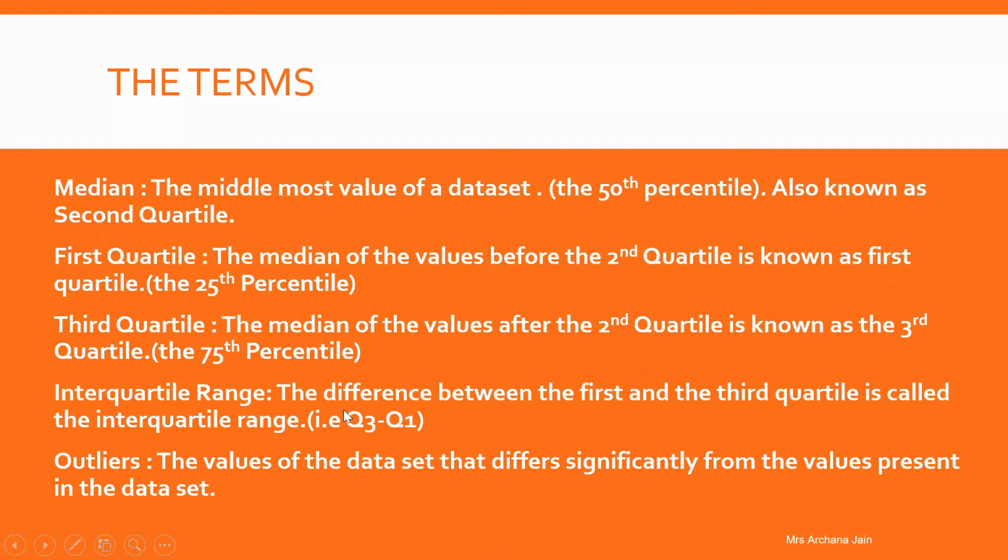And what is interquartile range? Once you are able to find Q1, the first quartile, and Q3, the third quartile, the difference between them is known as the interquartile range. Outliers are values of the data set that differ significantly from the other values in the data set. These are basically extreme values which do not lie in the range. You have lower outliers and higher outliers also.